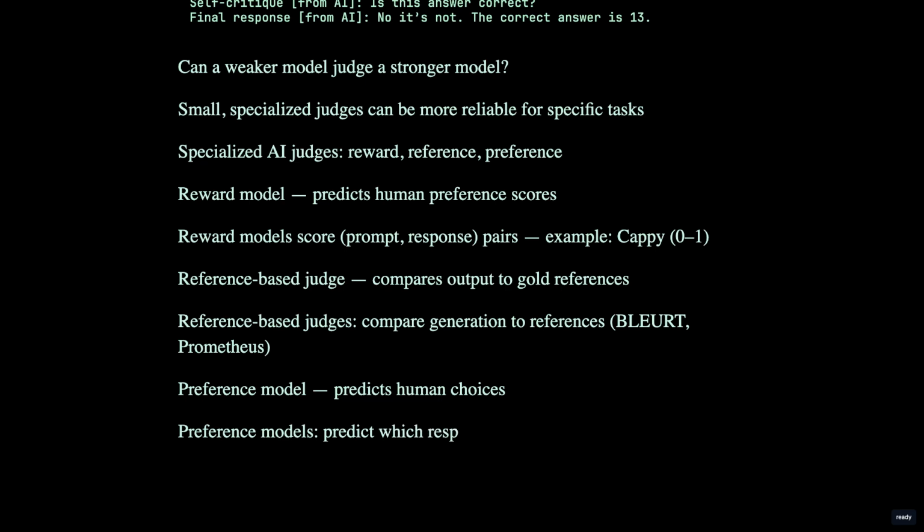A preference model takes a triple, prompt, response A, response B, and predicts which reply a human would prefer for that prompt. These models are crucial for aligning models to human values and for scalable evaluation. Examples include PandaLM and JudgeLM, and some models even provide a short rationale explaining their choice.